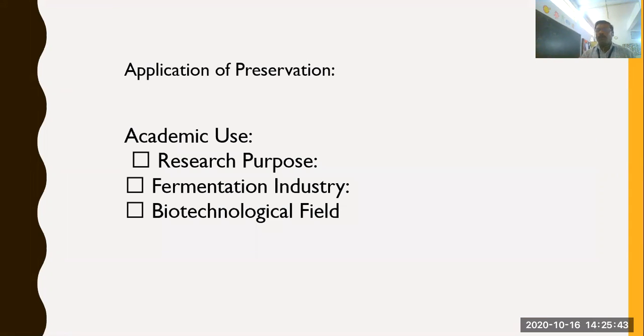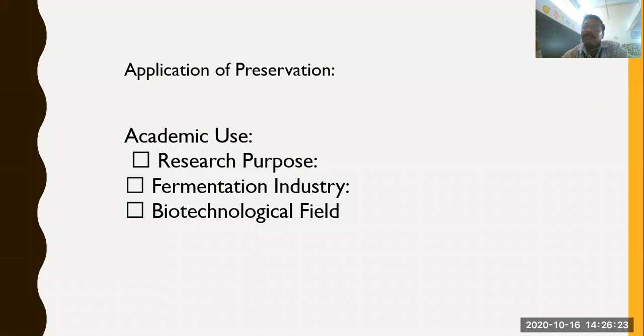Now what are the applications of these preservations? As a teacher, I use it academically for day-to-day practical work, for semester 1st, 3rd, 5th, or for PG, and for their research activity also. If any student is involved in research activity, the preservation is also done for research purposes.